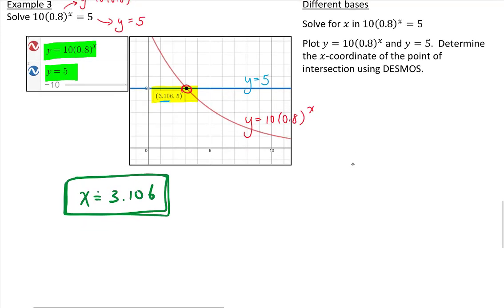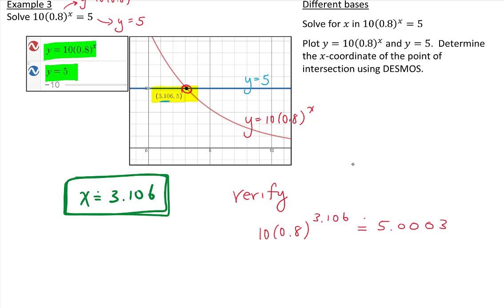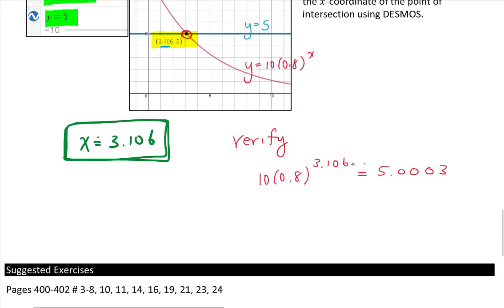And again, if we want to verify, all we do is we take our equation, so we're going to verify. So we have 10 times 0.8 to the 3.106. That's our original equation on the left side. And all you want to do is type that into your calculator. And what you get is approximately 5.0003. So really close to 5.